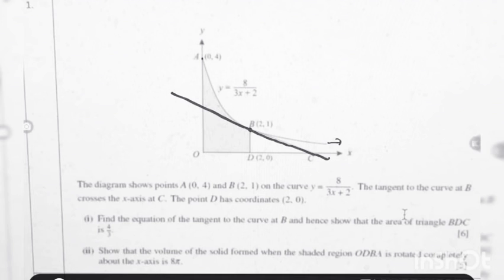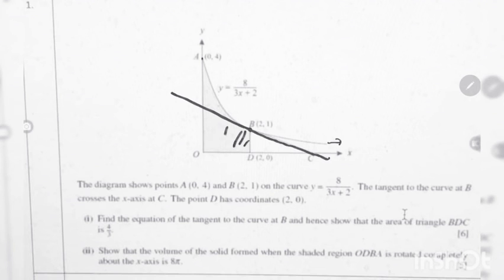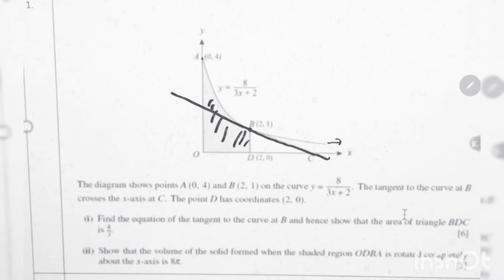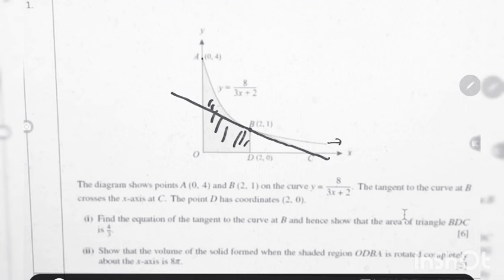Okay, and for part two, show that the volume of the solid formed when the shaded region OBDA, or this one, right, is rotated completely about the x-axis is 8.5. Okay, so how do you find the line equation for the tangent to the curve at B, right?